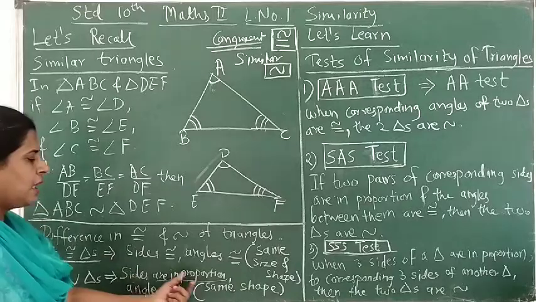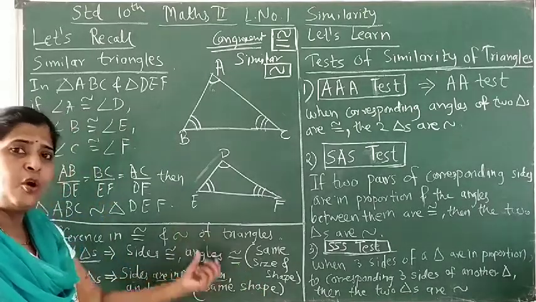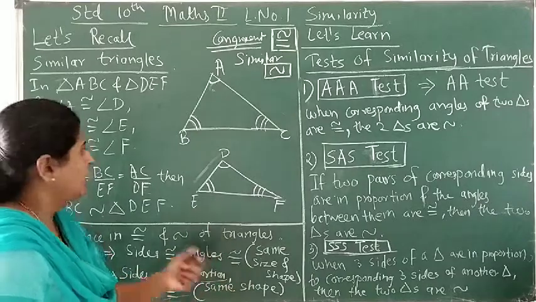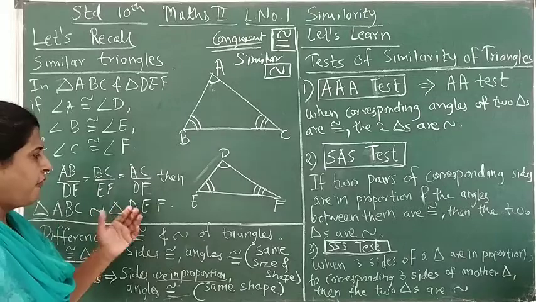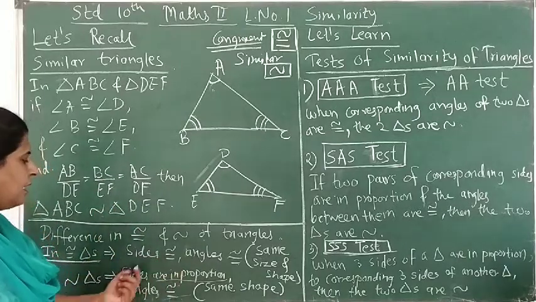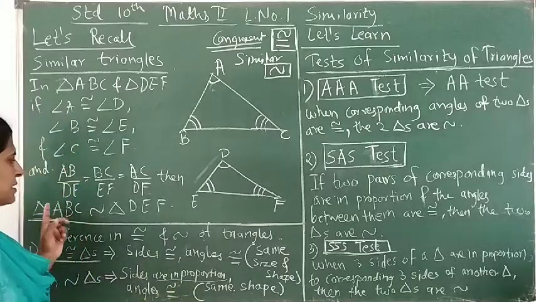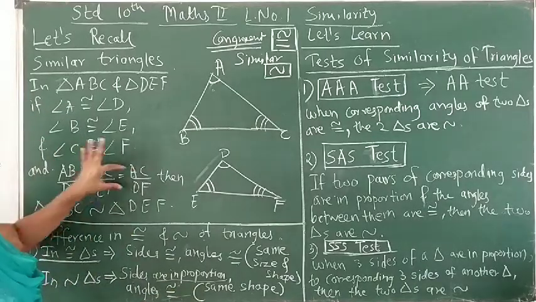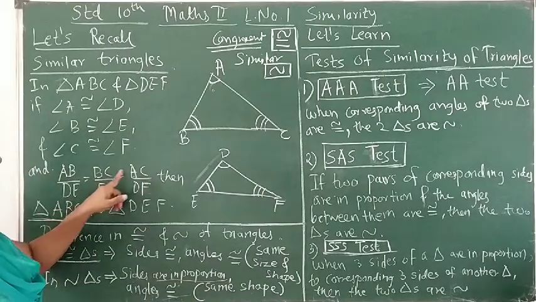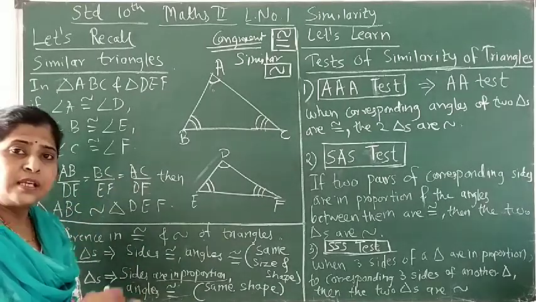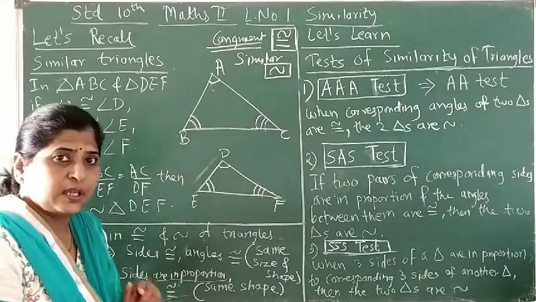So they are of only the same shape. They may or may not be of the same size. Suppose the ratio is 1, then surely we can say that they are congruent as well as similar. If two triangles are similar and the value of the ratio is 1, it means the corresponding sides are equal, and then these triangles are similar as well as congruent.